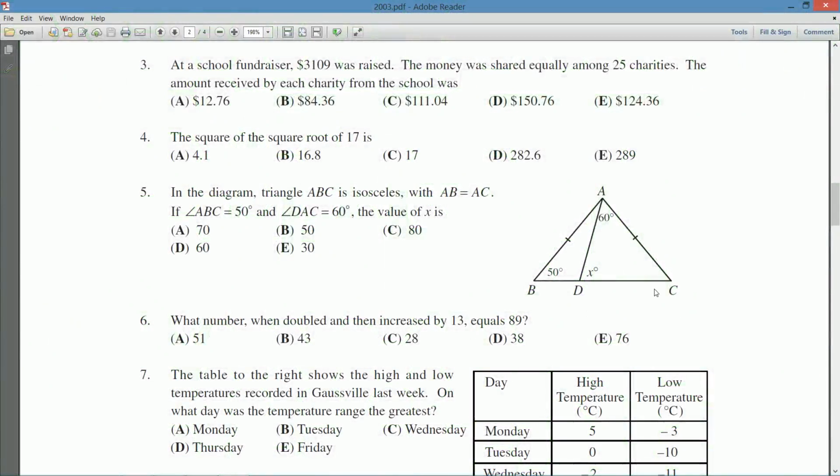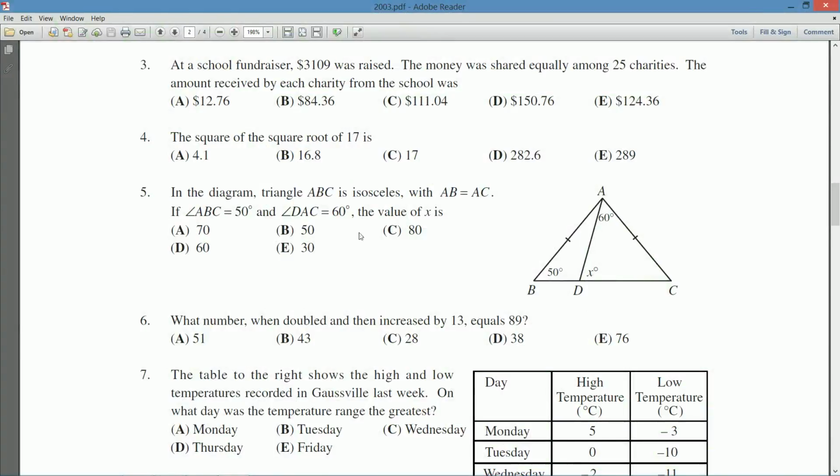Hello everybody, here we are with question number 5 on the 2003 Grade 8 Gauss. In the diagram, triangle ABC is isosceles, with AB equal to AC, just as they've shown. The little tick along those lines means that those two lengths should be the same.